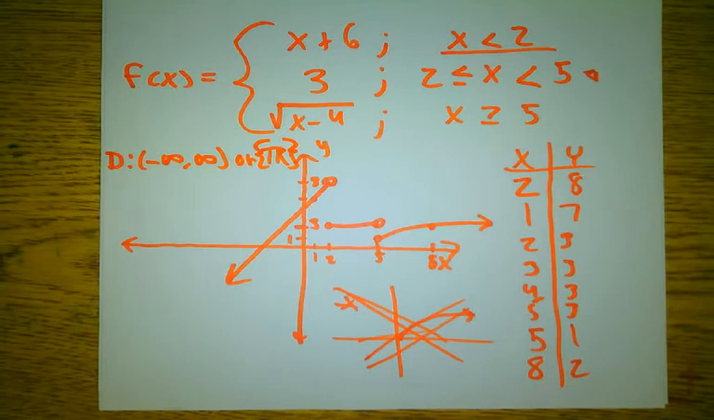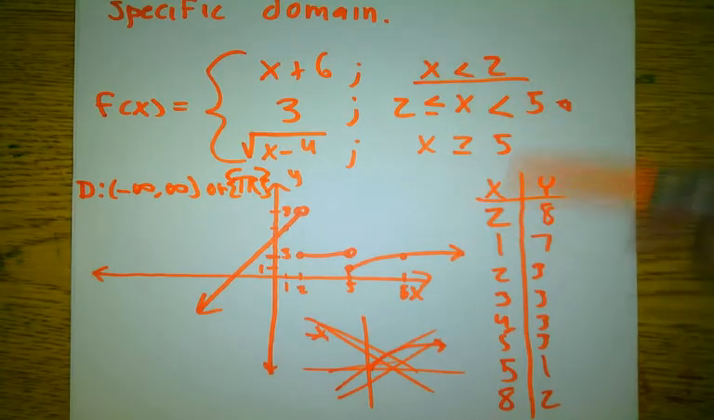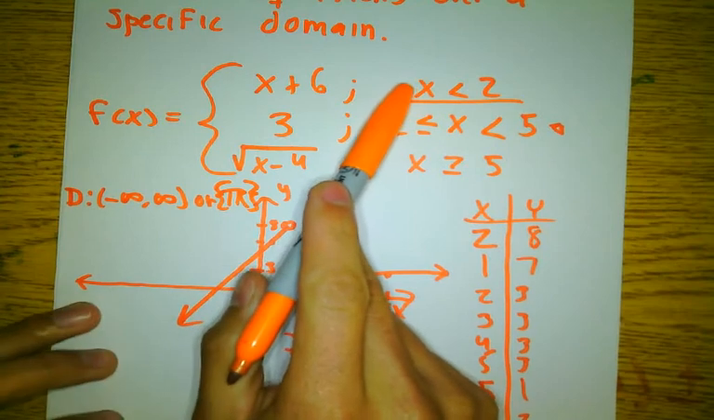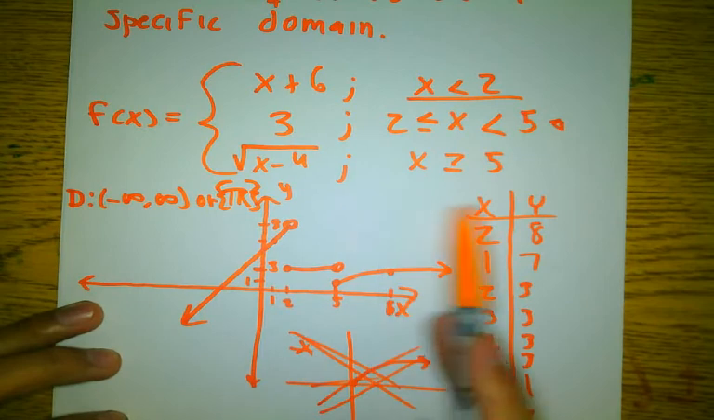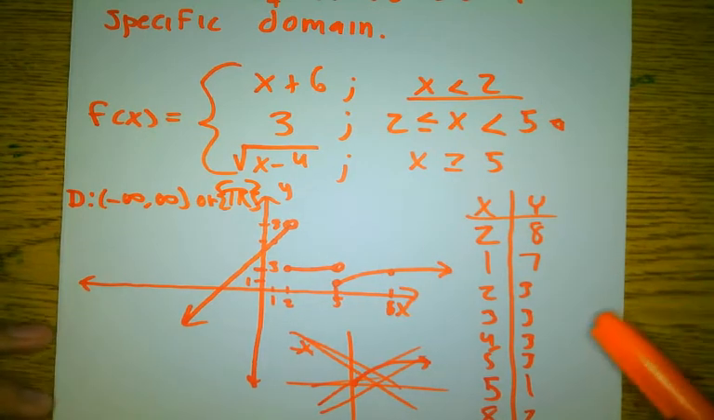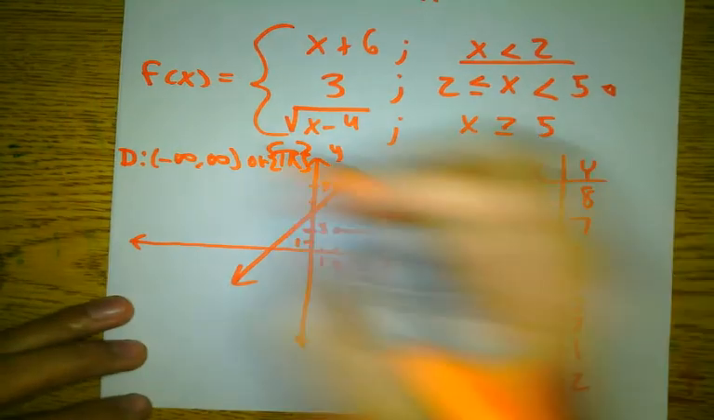Cool? Does anyone not understand how it's negative infinity to infinity? If you don't and you're embarrassed to ask, remember domain has to do with x, right? If I'm using all the values that are less than 2, and then all the values between 2 and 5, and all the values after 5, isn't that literally every number? Beautiful. Okay. What about the range?